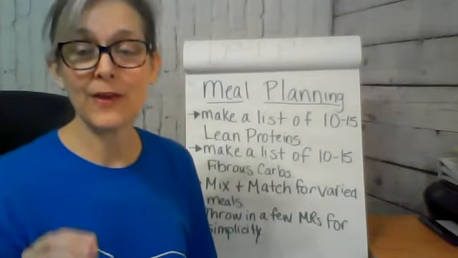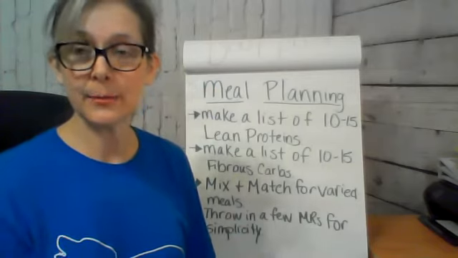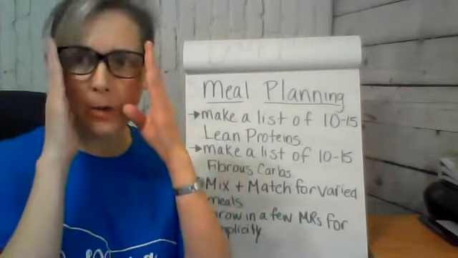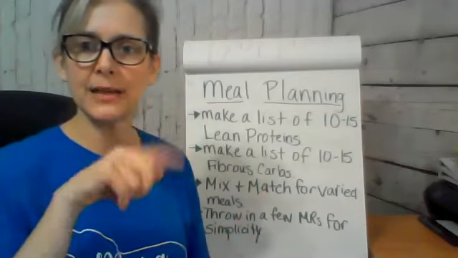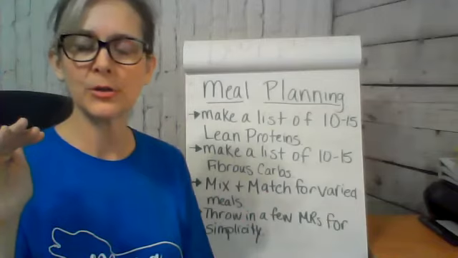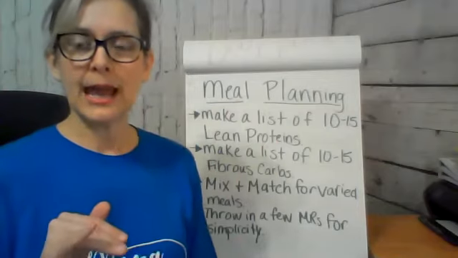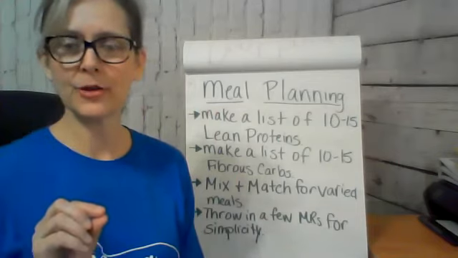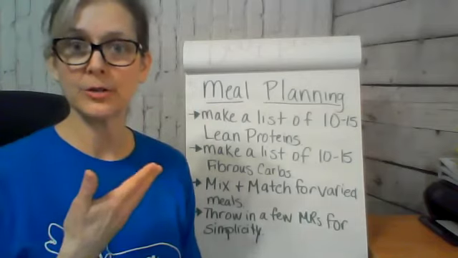Make yourself a list of your favorite 10 lean proteins. If you are brand new in this program and you go to your dashboard in your account and go to the food library, it's not going to be that giant food library. It's going to be a little scrolling list of just a small amount of lean proteins and a small amount of fibrous carbs. So instead of going into the big list, just look at those smaller lists and say, what are my favorite 10 lean proteins? What are my favorite 10 fibrous carbs? And if you like shellfish, you can include those in your lean proteins.